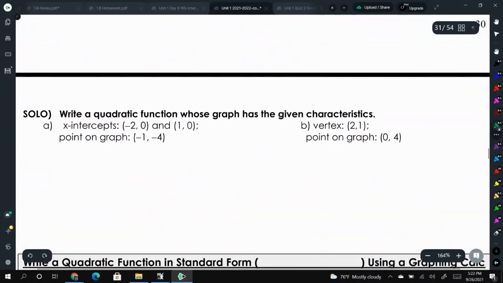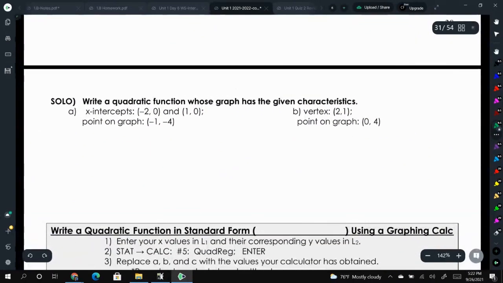So what I want you guys to do is pause the video and try these. You have one in intercept form, so it's like the last one we just did, and one in vertex form, like the first one we did. So give this a pause, go back and review something if you need to, but once you're done, unpause it, and we can see if we got the same answers.